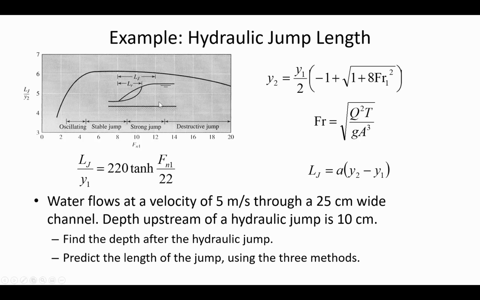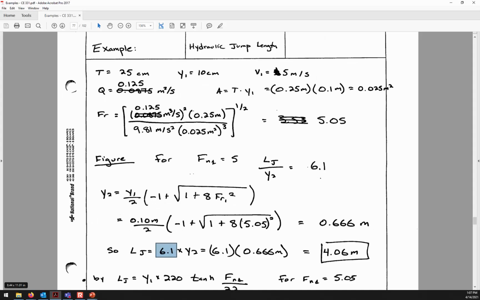And what that length is talking about is the overall distance from when the jump begins until it reaches the stable, uniform depth downstream that's dictated by the channel and the normal depth. And so how long from when the jump starts to when it reaches equilibrium and it's flowing at the normal depth again. Okay, so this first method suggests that that length would be 4.06 meters.